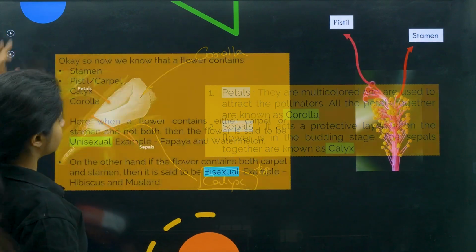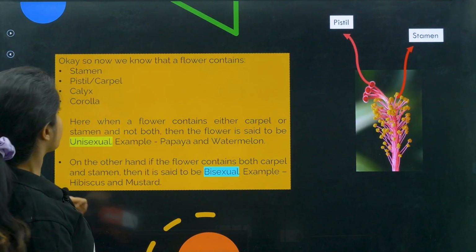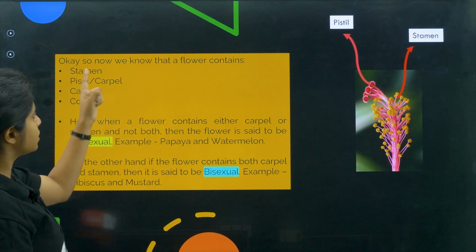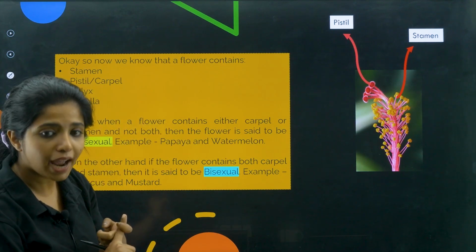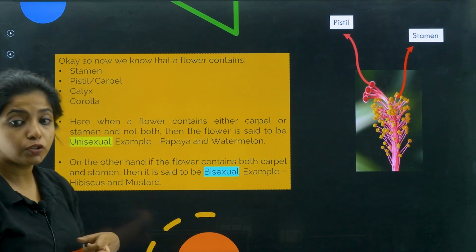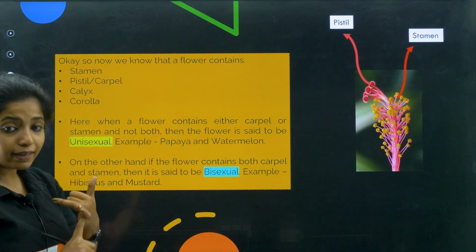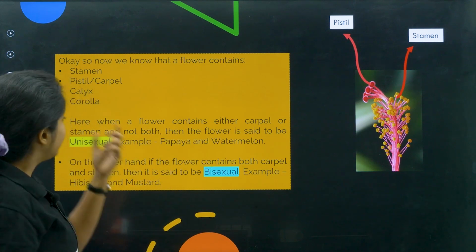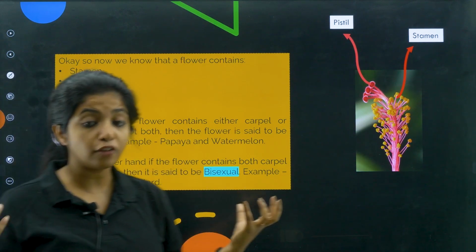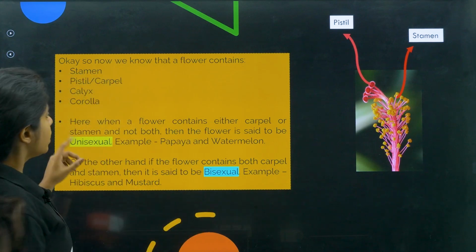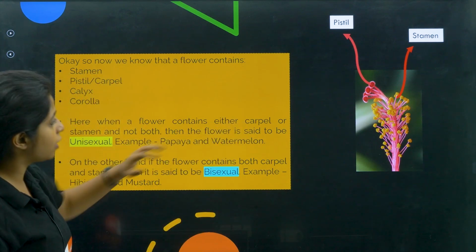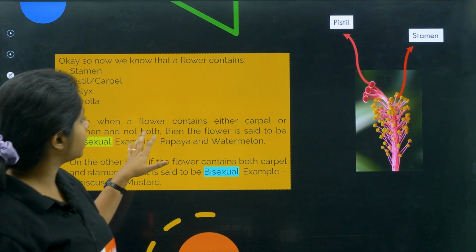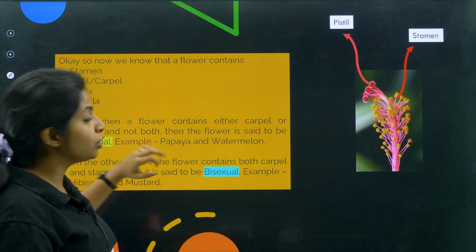Okay. So now we know that the flower contains stamen, which is also known as androecium, and pistil or carpel, which is also known as gynoecium. It also contains calyx, which is a group of sepals, and corolla, which is a group of petals. Now, when a flower contains either carpel or a stamen and does not contain both, the flower is said to be unisexual.